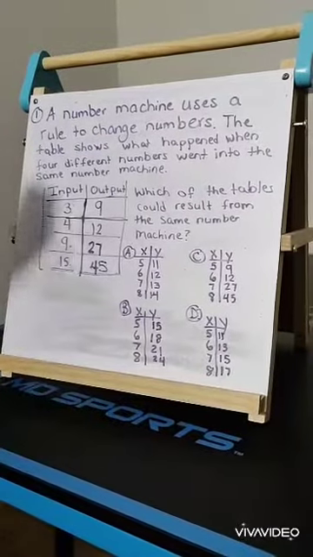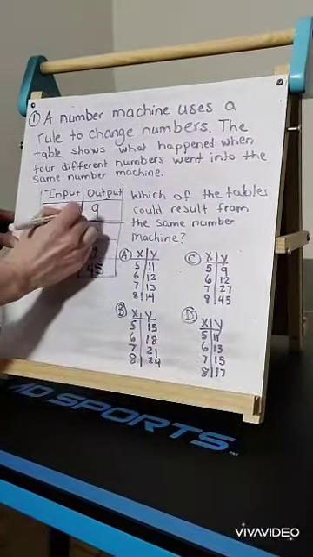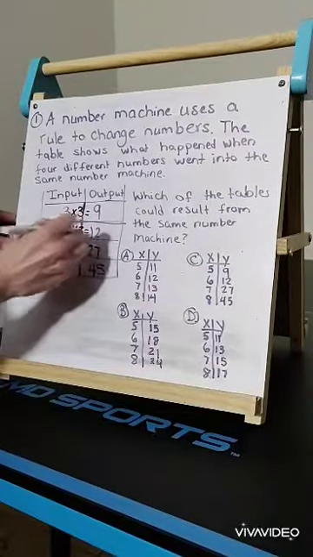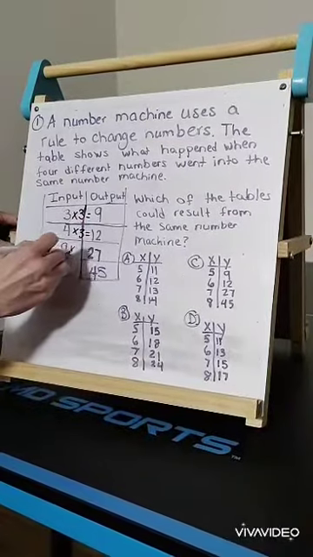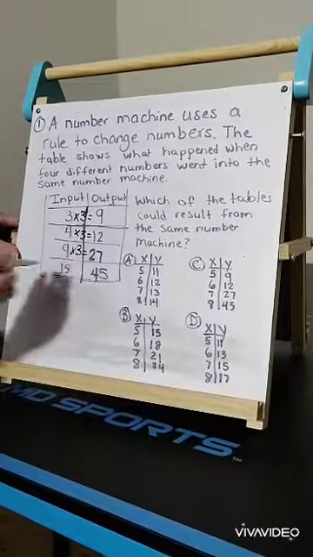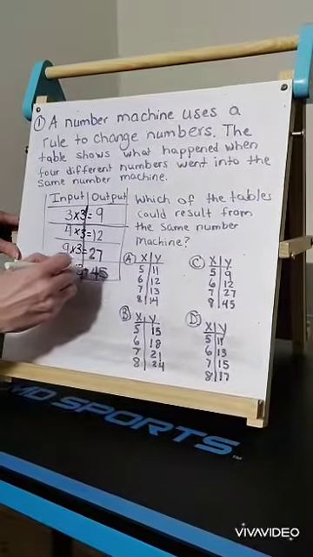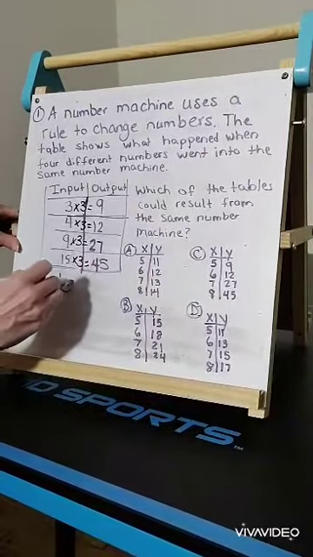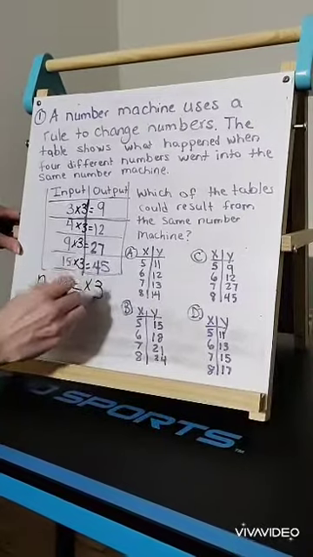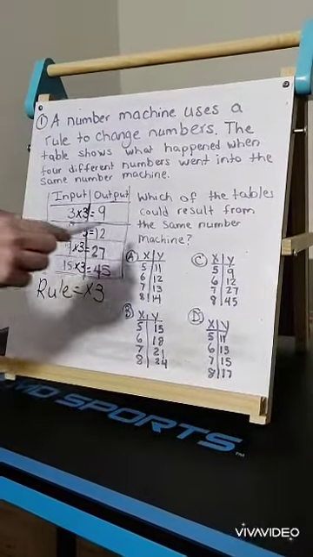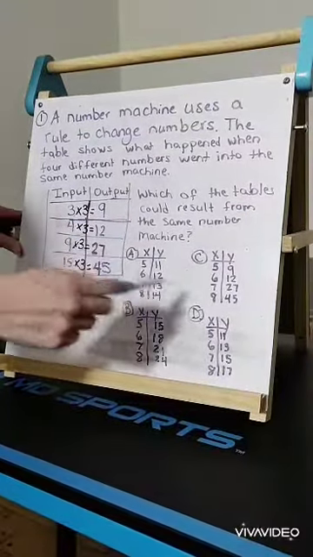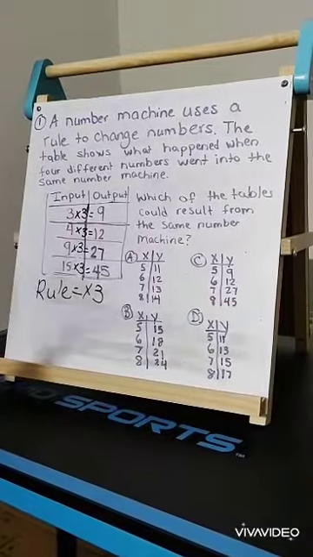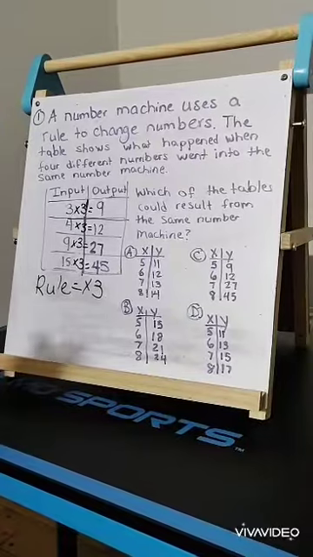So I try multiplication. 3 times 3 is 9. 4 times 3, remember you can use a calculator, is 12. 9 times 3 is 27. And 15 times 3 is 45. So I know my rule for this table is times 3. So this says which of these tables could result from using that same number machine, that same rule. So I'm seeing if A, B, C, or D is using a rule of times 3.